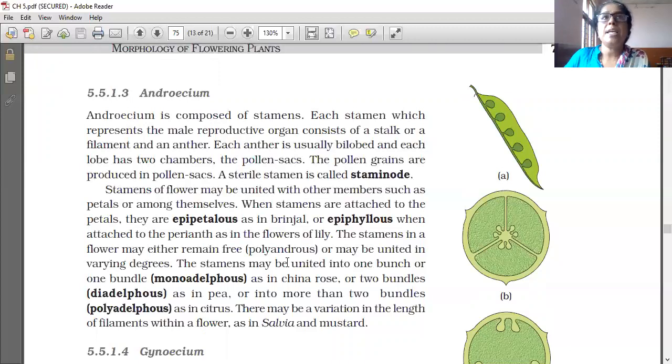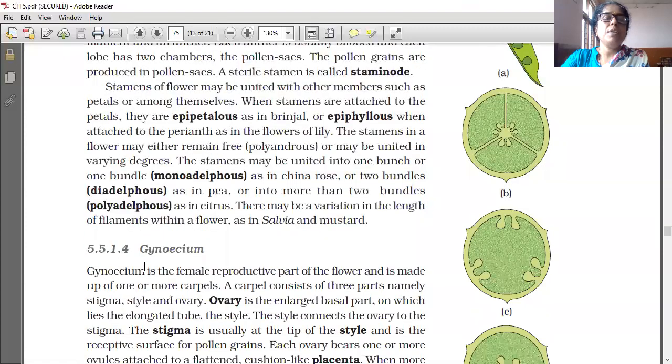The stamens in the flower may either remain free, then it is called polyandrous, or may be united in varying degrees. The stamens may be united into one bunch or one bundle, as in China rose, or two bundles, as in pea, or into more than two bundles, as in citrus. There may be a variation in the length of filaments within a flower, as in salvia and mustard.